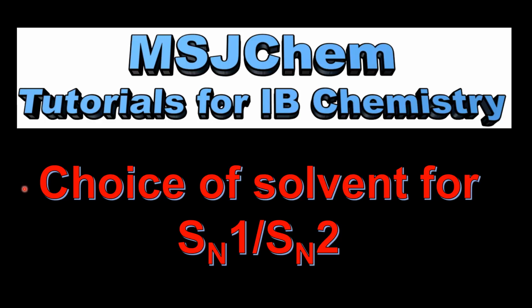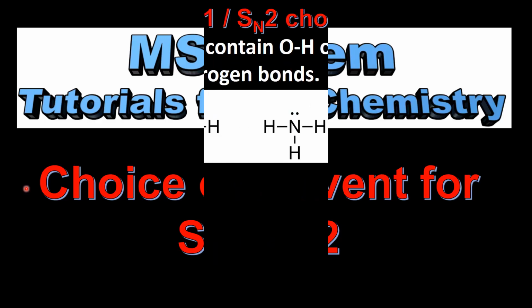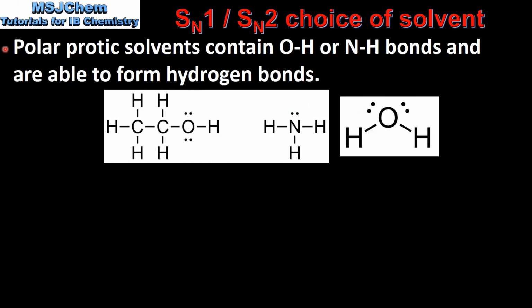This is MSJ Chem. In this video, I'll be looking at the choice of solvent for SN1 and SN2 reactions. We'll start by looking at the difference between polar protic and polar aprotic solvents. Polar protic solvents contain oxygen to hydrogen or nitrogen to hydrogen bonds and are able to form hydrogen bonds.